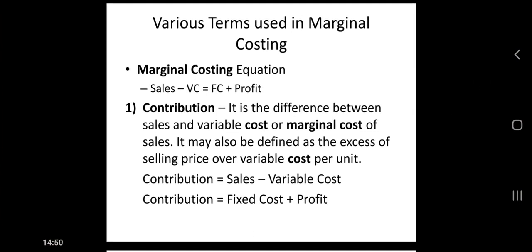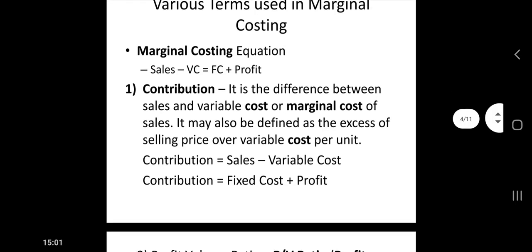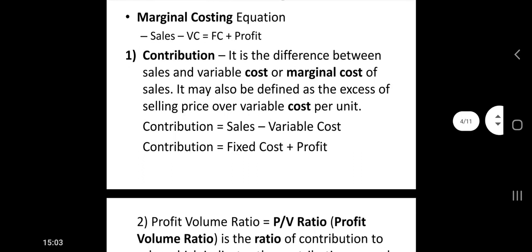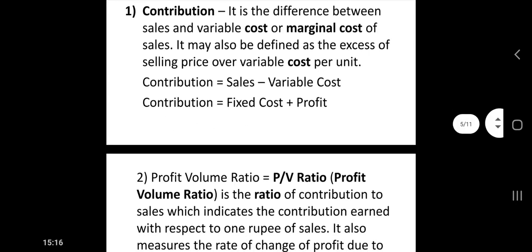Various terms used in marginal costing. Marginal costing: sales minus variable cost equals fixed cost plus profit. Contribution is the difference between sales and variable cost or marginal cost of the sales. It may also be defined as the excess of selling price over variable costs per unit.